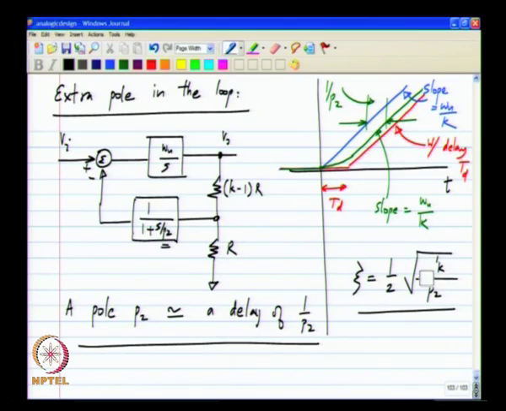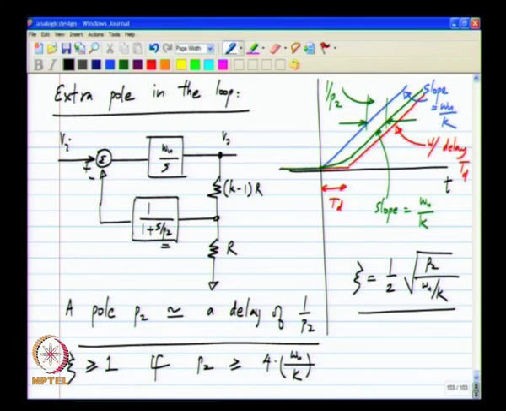I made a mistake in this expression, this has to be P2 divided by omega u by k. So, the damping factor will be more than or equal to 1 if P2 is greater than or equal to 4 times omega u by k, and this is consistent with the notion that a pole is similar to a delay. A pole at P2 corresponds to a delay of 1 over P2.